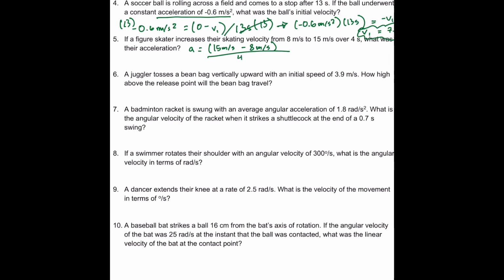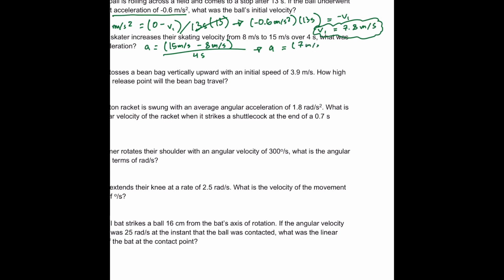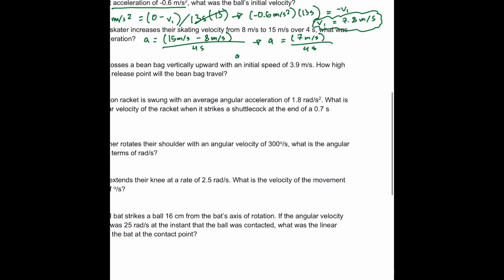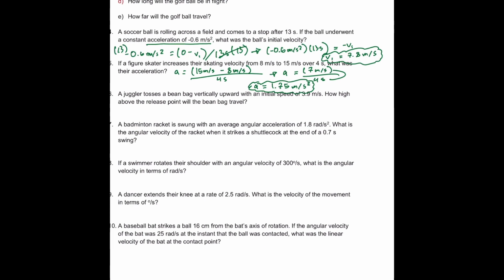So we just go ahead and write this down here. Order of operations: a is equal to 15 minus 8, which gives us 7 meters per second over 4 seconds. Once we have that, we simply divide, so the acceleration is equivalent to 1.75 meters per second squared. Remember, when you divide, these two become 2, so that's why it's meters per second squared instead of just meters per second. That is the answer for question number 5.